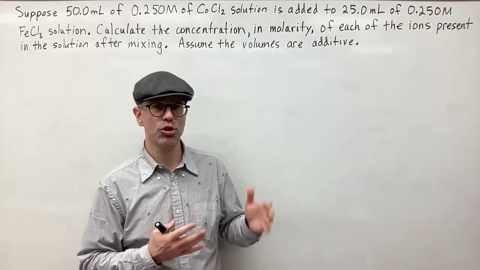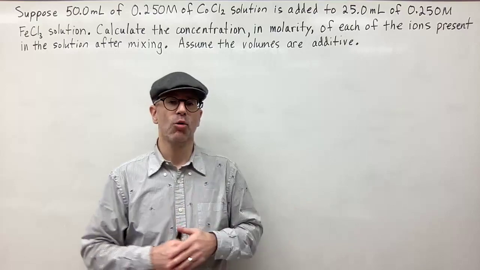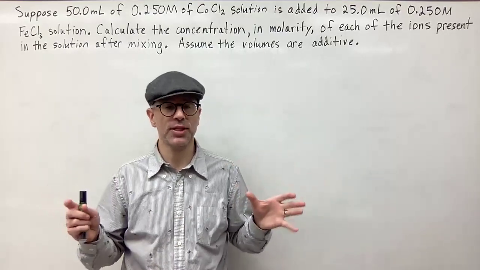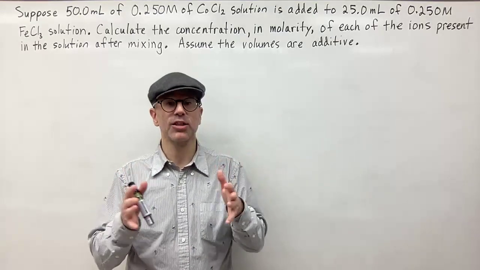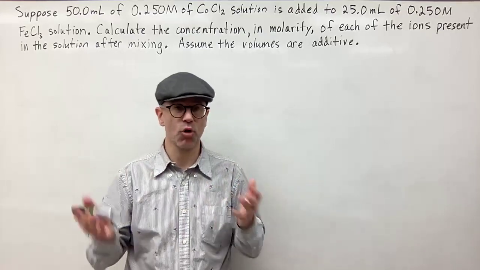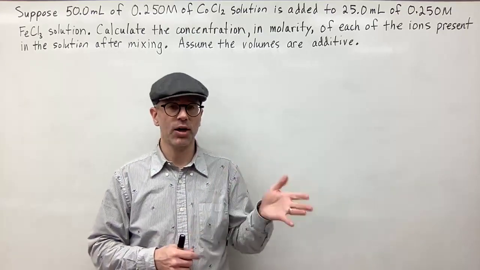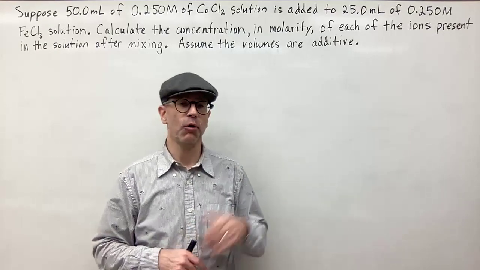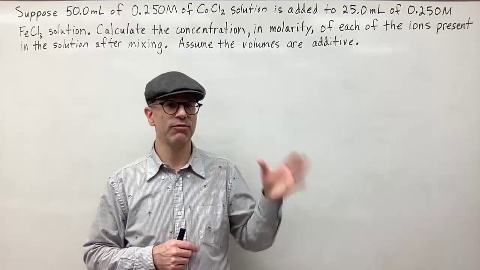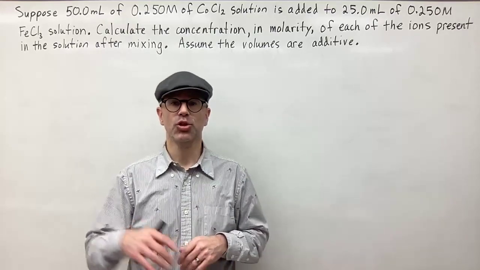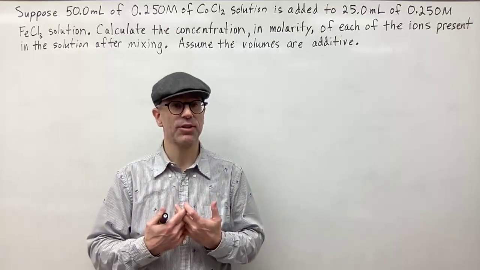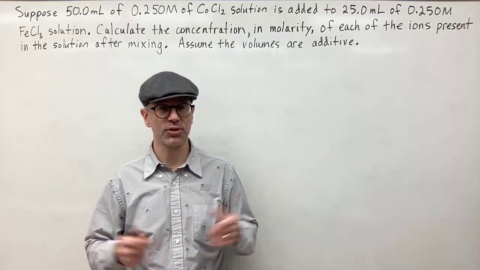So when we're asked to assume volumes are additive, we're just being told that when you add two volumes together, they will add to the expected total, doing normal math, right? So 100 plus 100 equals 200. In this case, we're going to assume that if I add 50 milliliters of one solution to 25 milliliters of the other, then the total volume will be 75 milliliters. That's really all that they're saying.